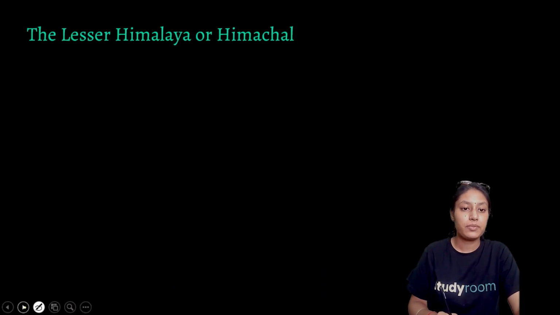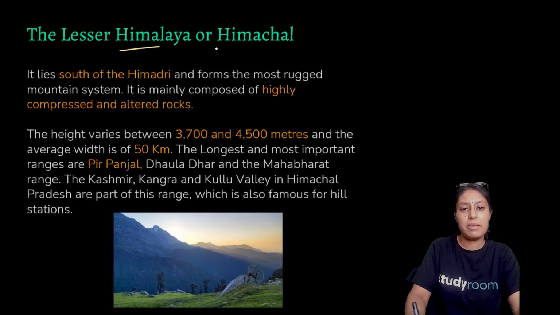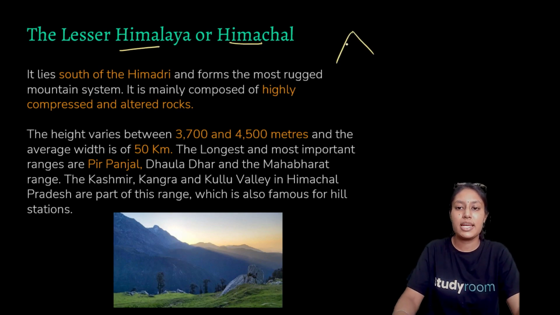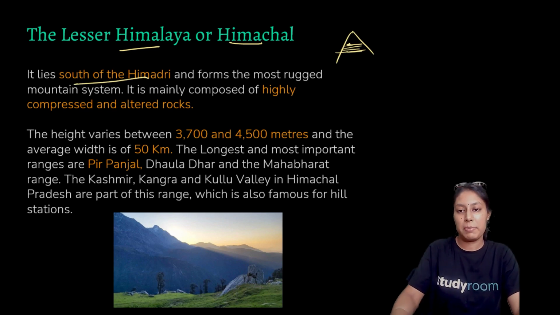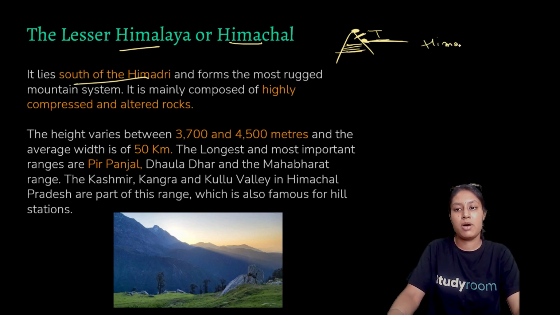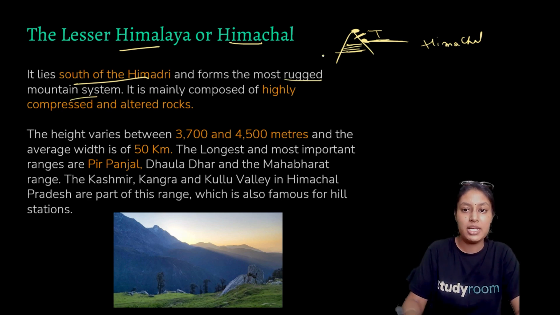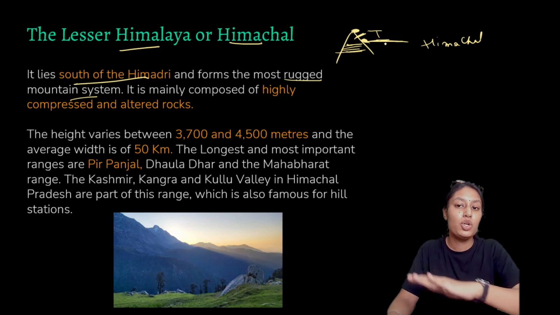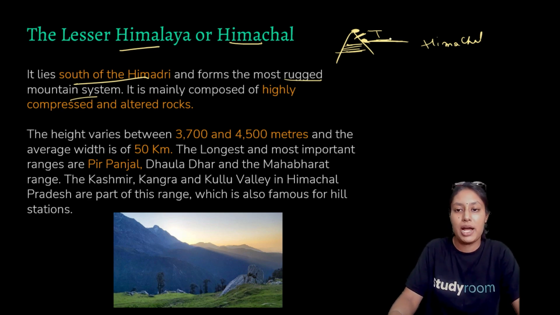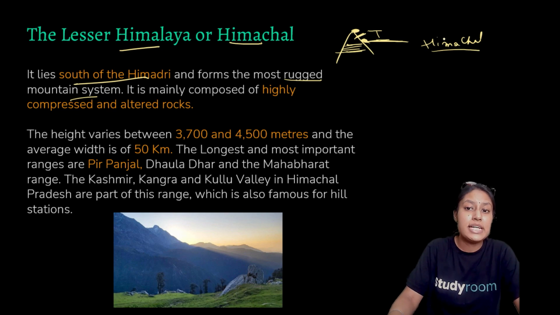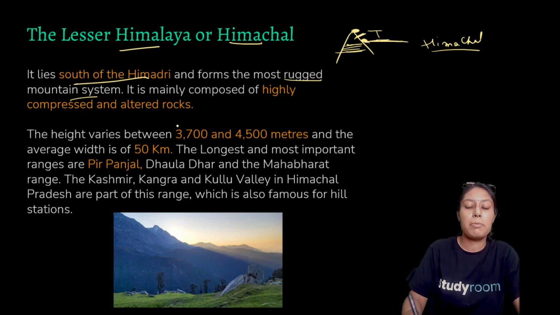All right. Now, next we'll study Lesser Himalayas or Himachal, the second range. It lies to the south of Himadri. This is Himadri, this is the north of Himadri, and this is the south of Himadri. So this is where this range lies. Himachal is the most rugged mountain system, meaning it has been used on several platforms. As we know, Himachal is a proper state where people live.